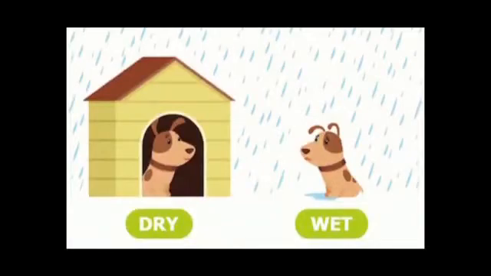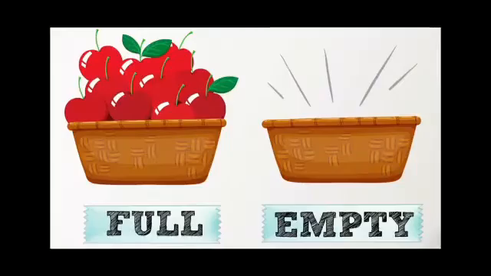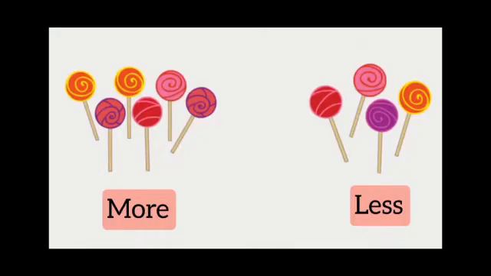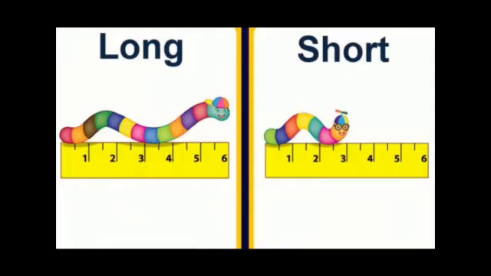But before starting our new concept, let us first quickly revise the pre-number concepts you have learned earlier. Dry, wet. The dog in the kennel is dry. The dog outside the kennel is wet. Full, empty. The first basket is full of fruits. The second basket is empty. More, less. These lollipops are more and these lollipops are less. Long, short. This snail is long and this snail is short.